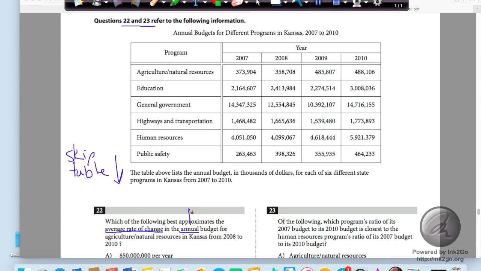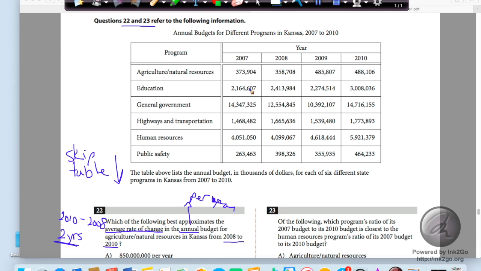You care about the word annual being per year, right? Per year for annual, right? In the annual budget for agriculture natural resources in Kansas from 2008 to 2010. So I see I have 2010 to 2008. So I'm going to be talking about over the course of 2 years altogether. Okay, so I care about that. So this is going to be because the rate of change is going to be based on per year, and I'm seeing here this is a 2-year increment.